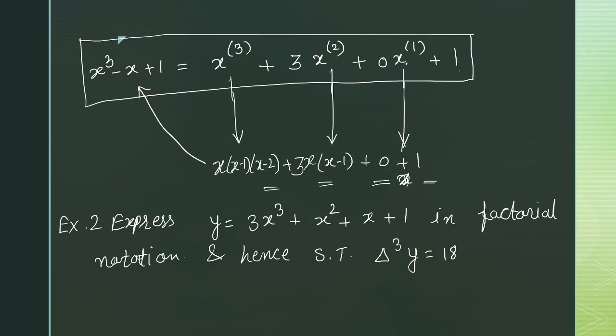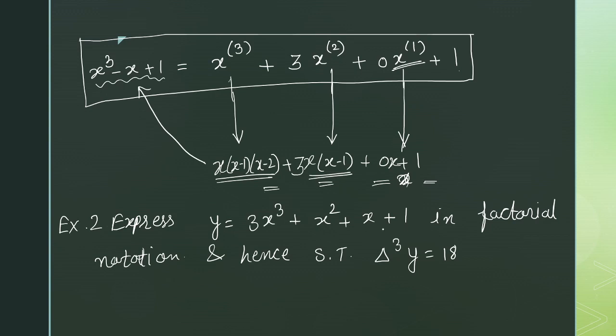Now, we substitute the values: x raised to the power 1 factorial is x, then x raised to the power 2 factorial is x into x minus 1, then x raised to the power 3 factorial is this value. If we simplify this, open the brackets and combine the terms, then we get this algebraic term as it is. Now we discuss the second example here.